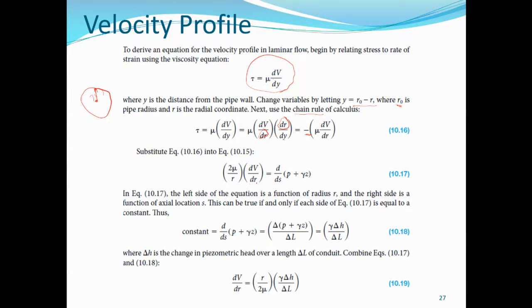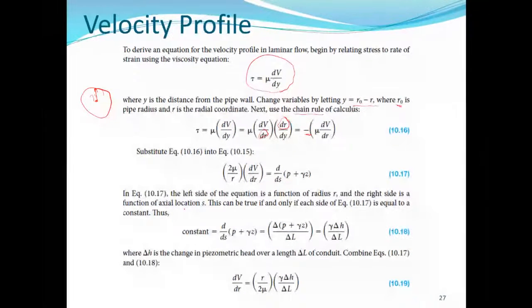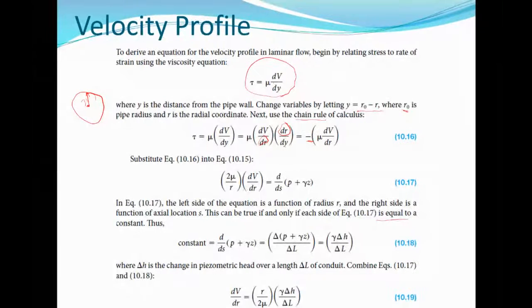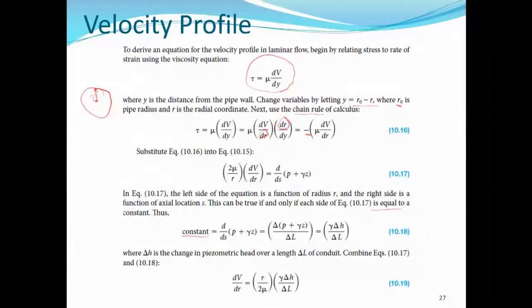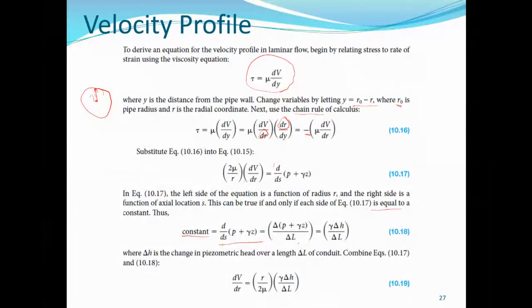It is substituted and simplified. Here you have r and s, different variables, and they are equal. They can only be equal if they are equal to a constant, because you have different variables, dr and the other one ds. So we took one side and equated it to a constant. Then we try to make it into delta.